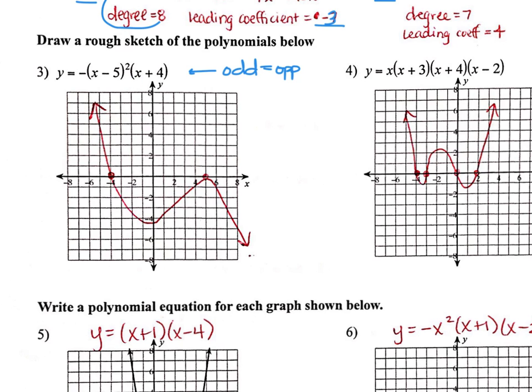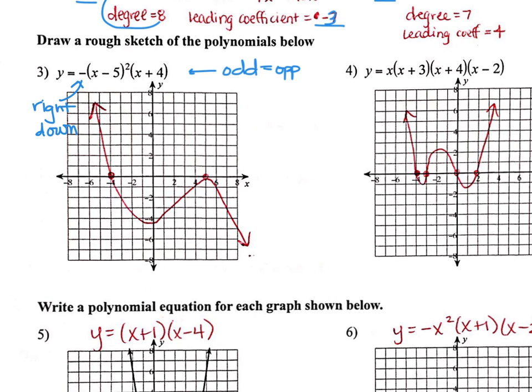I know that on the right side, this right here is the end behavior for the right side. So I know on the right side, it's going to go down. That's where, if you follow, that's where I'm getting this down arrow here on the right.